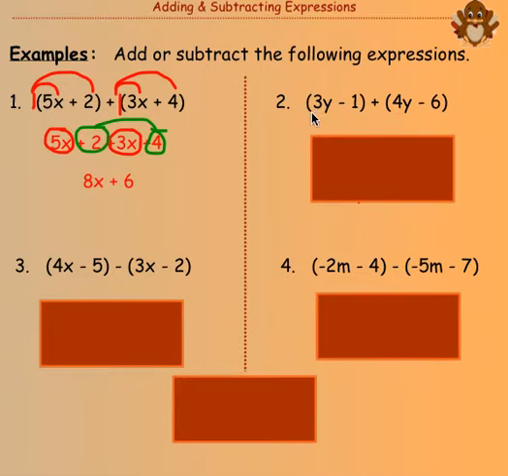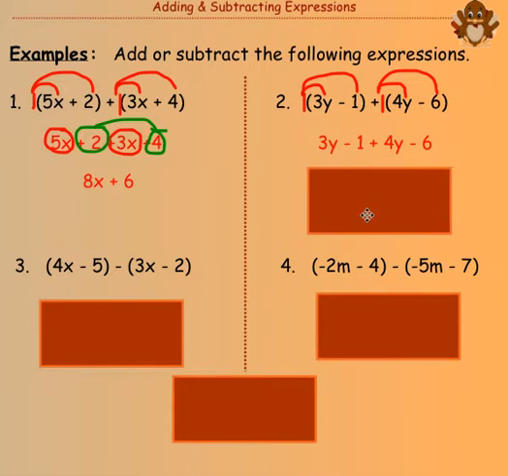So again, I want to get rid of those parentheses. I know there's an imaginary 1 being distributed to each one of those terms on the inside of the parentheses. And if I multiply it, I will drop the parentheses. So 1 times 3y minus 1 would give me 3y minus 1, and 1 times 4y minus 6 would give me 4y minus 6. Let's combine our like terms.